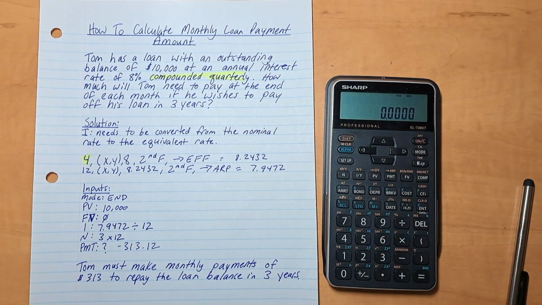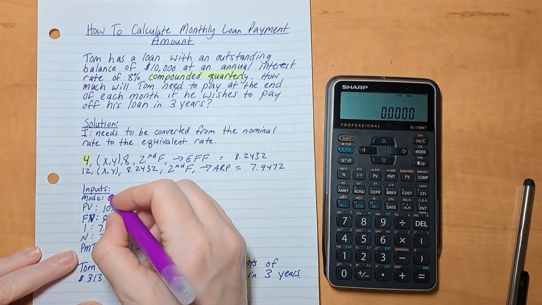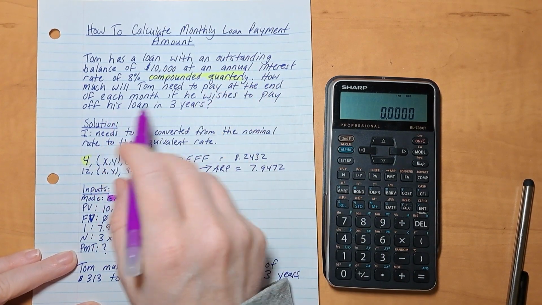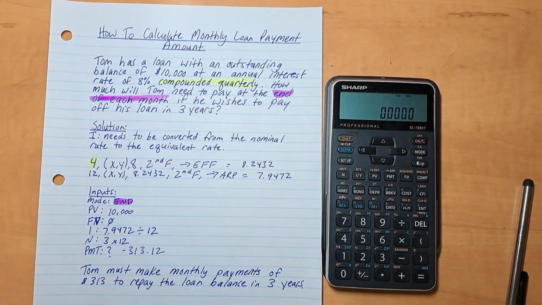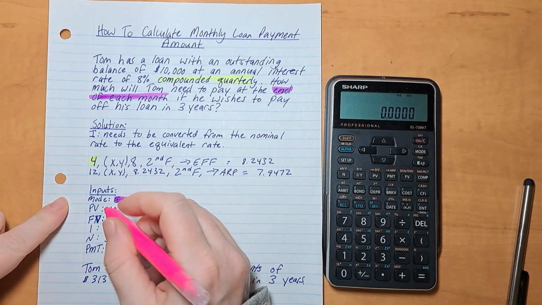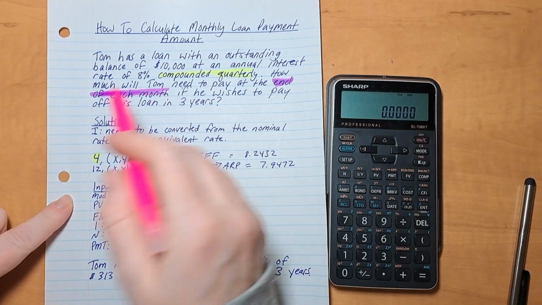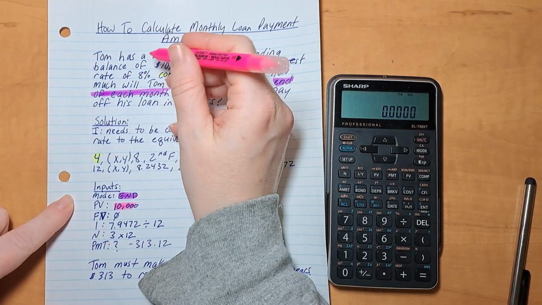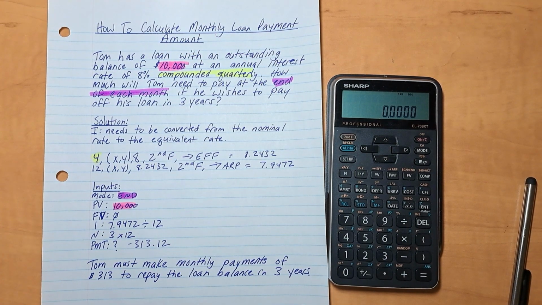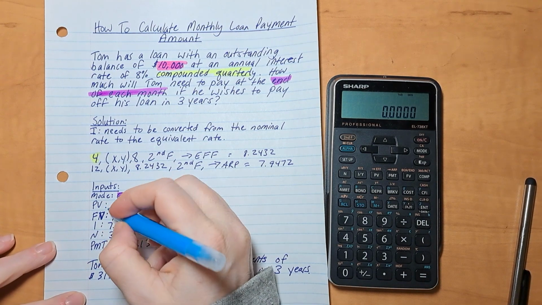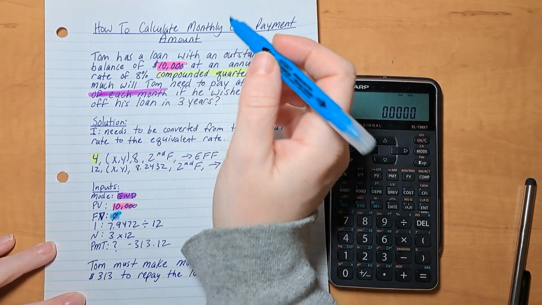So now that we have our interest rate, let's input this into the TVM equations in the calculator. All right, so the mode is end because he's paying at the end of each month. The present value is $10,000 because his loan has an outstanding balance of $10,000. The future value is 0 because he wants to pay it all off.